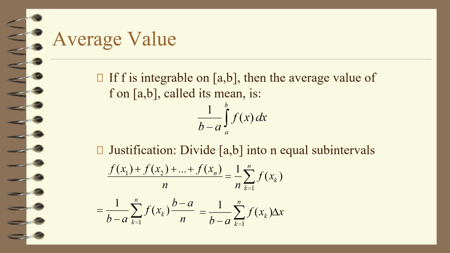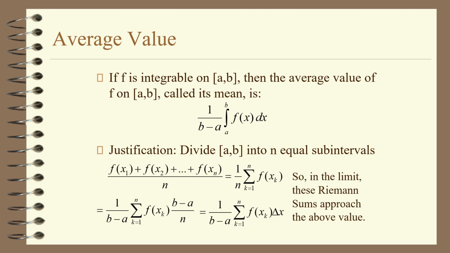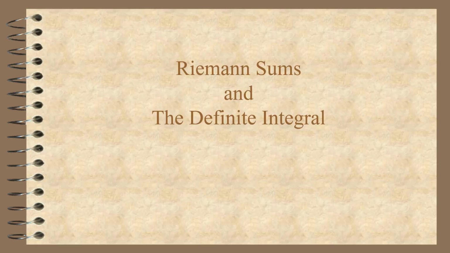And all these approximations get closer to one number. So, since in the limit the Riemann sums approach a single value, it must approach the value you have above. It's just 1 over b minus a times the definite integral from a to b of f of x dx. And that gives you a basic introduction to Riemann sums and the limit of them, which is the definite integral.